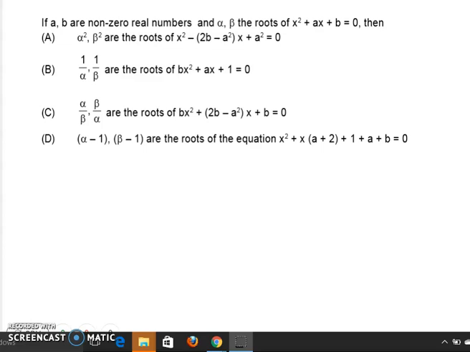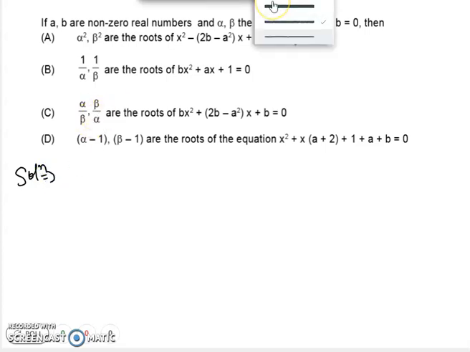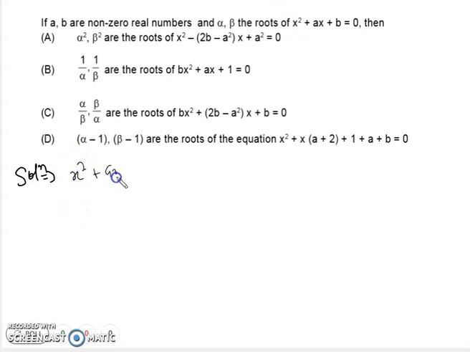So today I am going to discuss a very important question on quadratic equations, guys. According to this question, we have to find which option is incorrect and which option is correct, right? The equation is x square plus ax plus b is equal to 0, and it has two roots, alpha and beta.